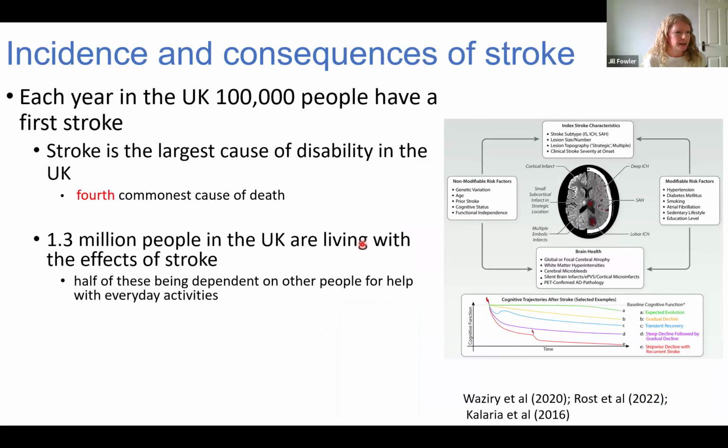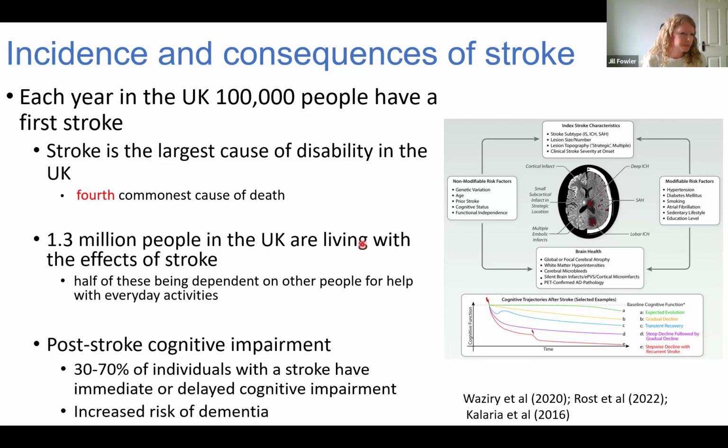So this means that we actually have more people surviving long-term after a stroke, but they are living with the serious long-term consequences of a stroke. So up to 1.3 million people in the UK, and over half of these are dependent on other people for help with their everyday activities.